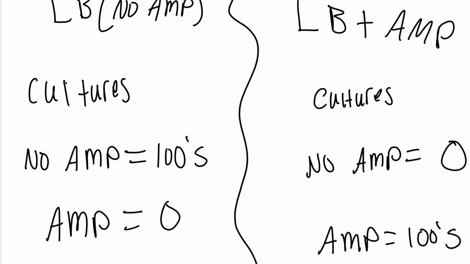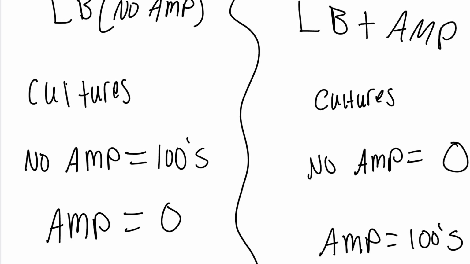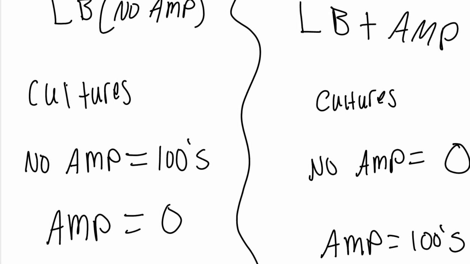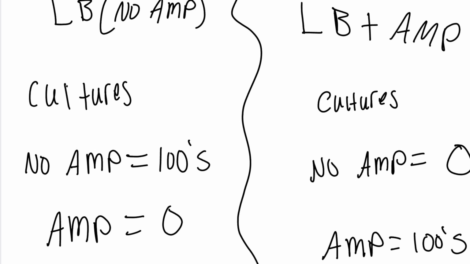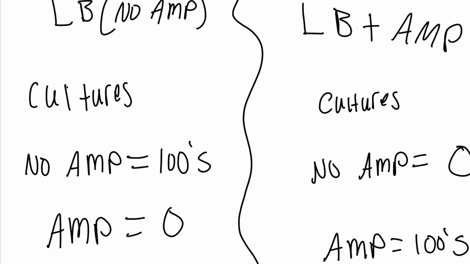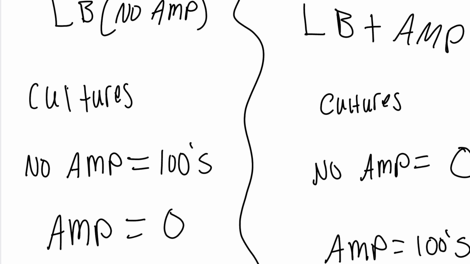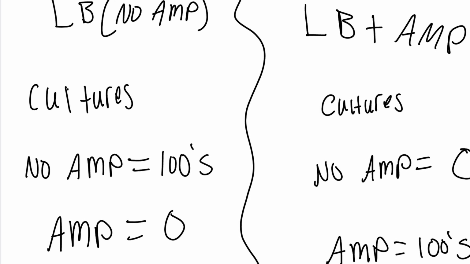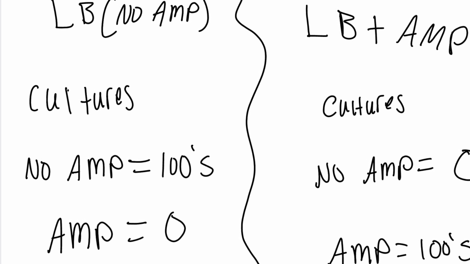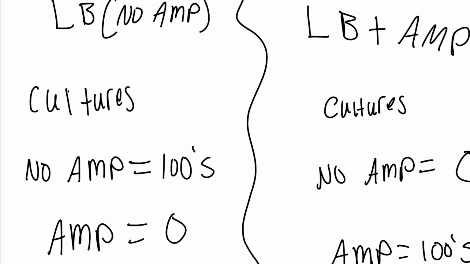For the cultures grown in lab plus ampicillin, for the no AMP colonies, it should be 0 colonies because this condition doesn't exist here, since the ampicillin is present. And for the ampicillin culture, there should be around a couple hundred, because only ampicillin-resistant bacteria survive here.